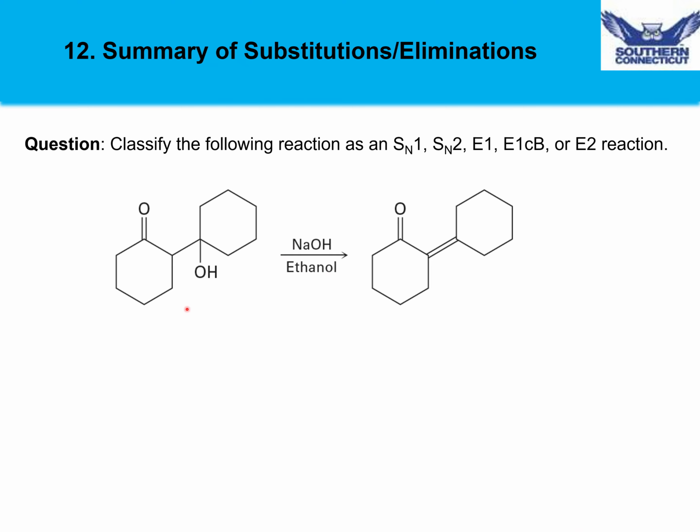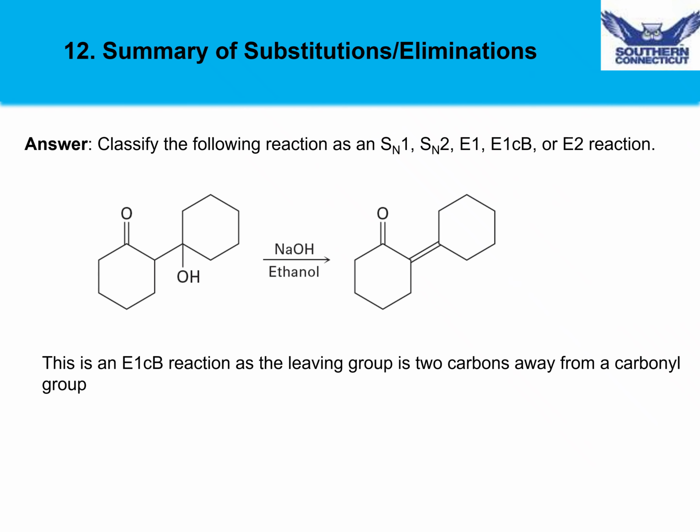In this next question, we want to predict what kind of mechanism is involved. So we have here a carbonyl with a hydroxyl group at the beta carbon. We're using a fairly strong base and ethanol. The giveaway for this reaction is the fact that there is a hydroxyl group at the beta carbon of this carbonyl. That usually leads to E1CB type mechanisms. And so that is the mechanism that is likely involved in this reaction.